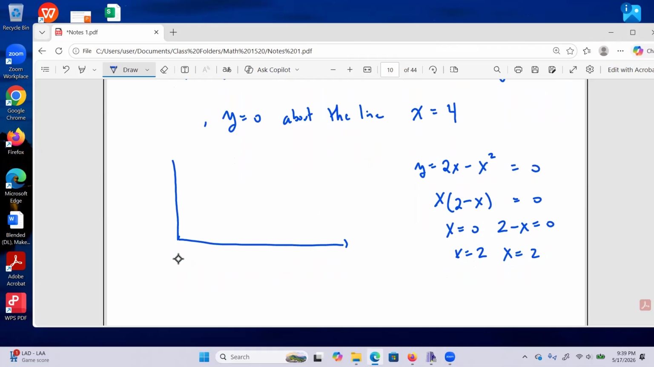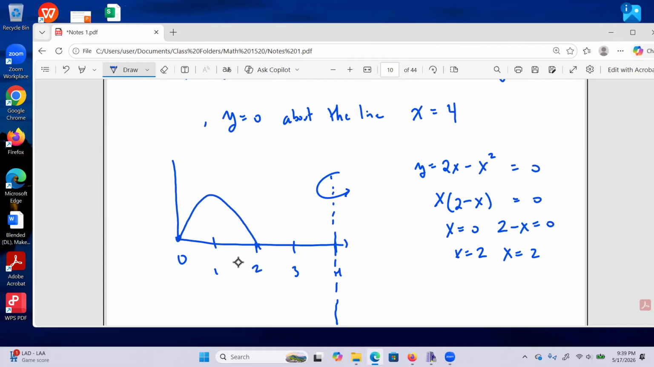Okay, so here's 0, here's 1, here's 2, 3, 4. This is what we are revolving around. So we have x equals 0 and x equals 2, and a parabola that looks like this.